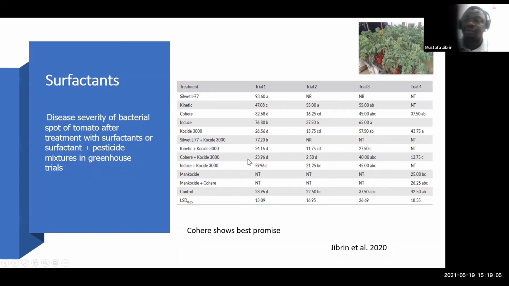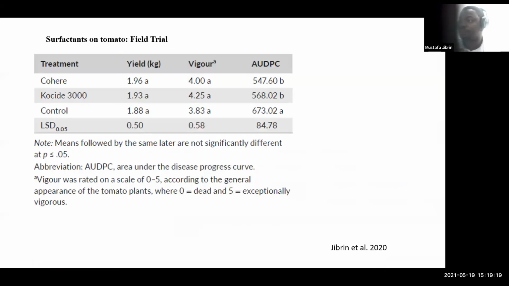From this study, what we can glean is that different surfactants have different effects on bacterial spot in the plant system, not what we see in vitro in the laboratory. We went to the field and looked at Cohere, to see if it has any control of bacteria in the field system.